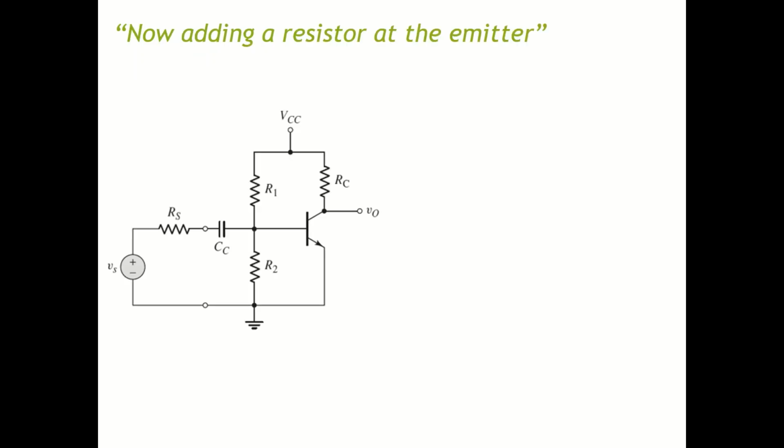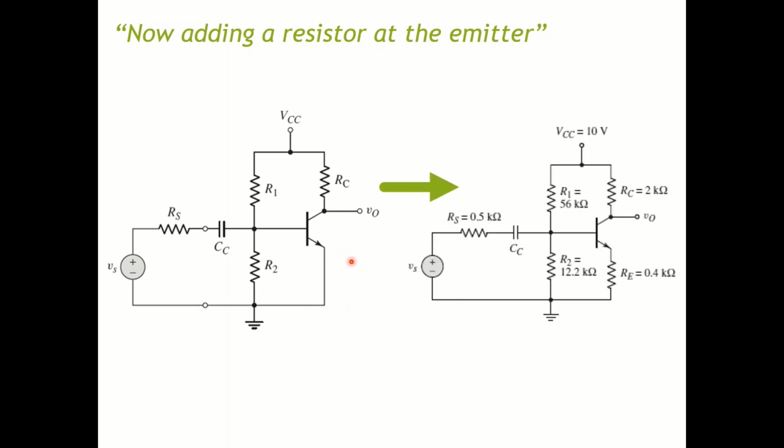What you want to do next is to add a resistor to your emitter. So now you have an emitter resistor right here. And some of you may ask, why should I add an emitter resistor here? I would suggest you go back to the voltage divider biasing and bias stability lecture that I gave. I will link to that in the description.